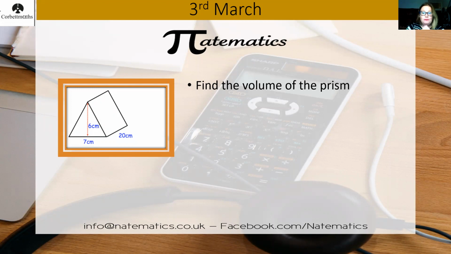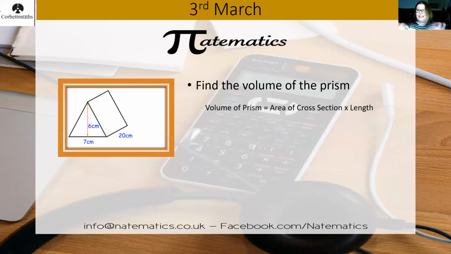Well, you just have to remember this: the volume of a prism is the area of cross-section times the length. Now, a prism is a 3D shape that has what we call a consistent cross-section. So wherever you slice it, you would get exactly the same shape. For example, a cylinder, you could think of your Swiss roll cake. Wherever you cut it, you're always going to get a circle as your cross-section.